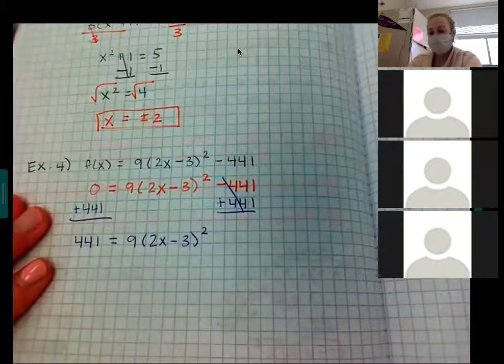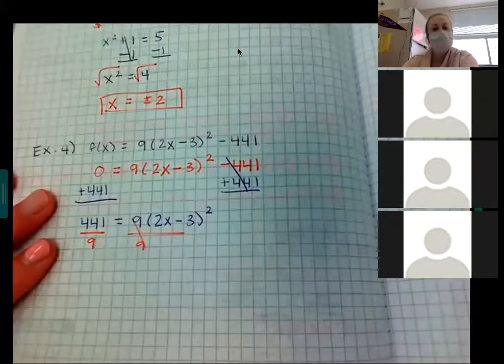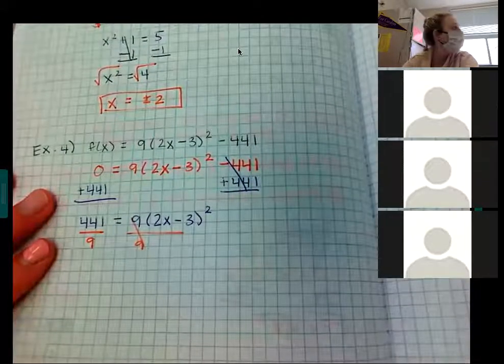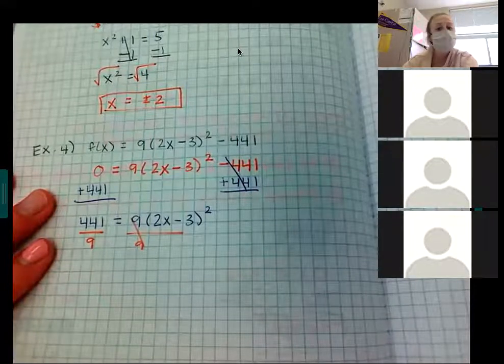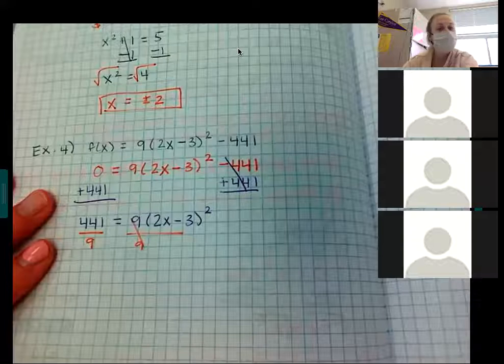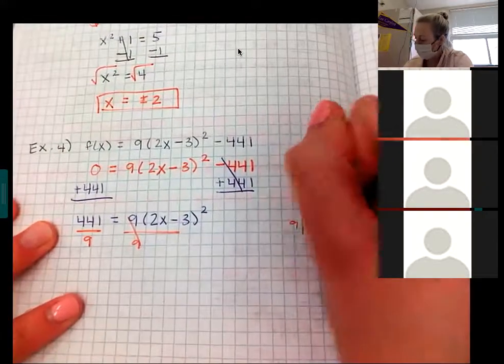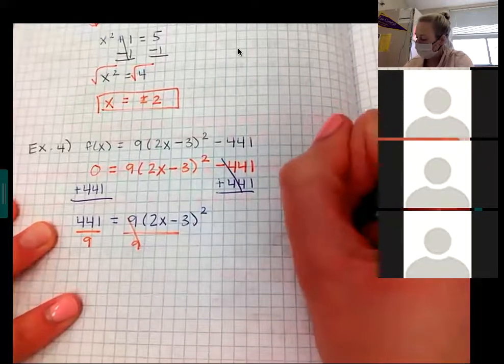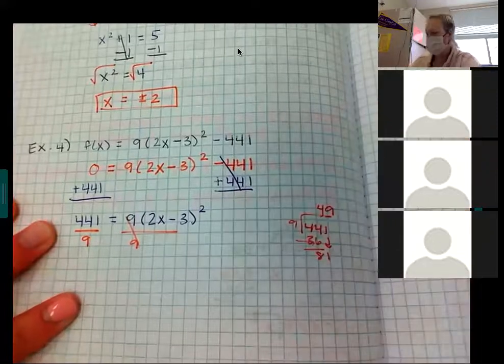What do I move next? What do I get rid of next? The 9. Divide by the 9. Y'all want me to help you out with that mental math? Yeah, it should be 49. If anybody wants to check me, they can. I can do it to the side for you real fast if you want. 9 times 4 is 36. So that would be 81, which, yep, 49.